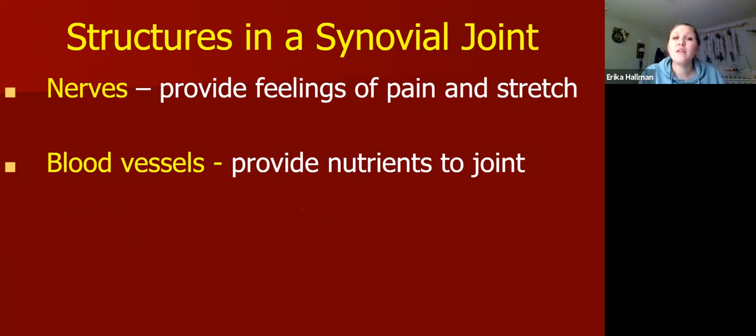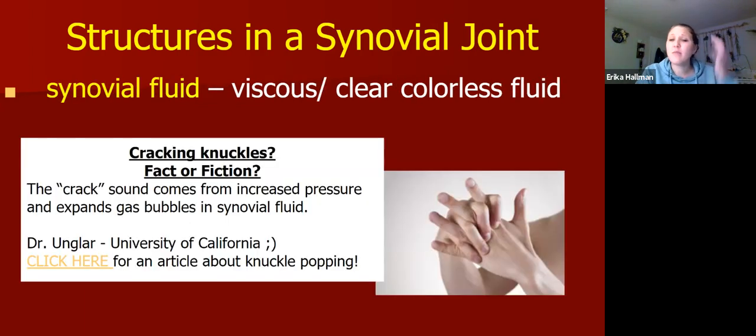Synovial joints will also be innervated, which means that they have lots of nerves around them, which is the reason why if your shoulder gets knocked out of socket, it's very, very painful, because there's a lot of nerves in there. And then those synovial joints will also have blood vessels. Of course, we need to have blood vessels to provide all of the nutrients needed for cell respiration to get ATP and energy.